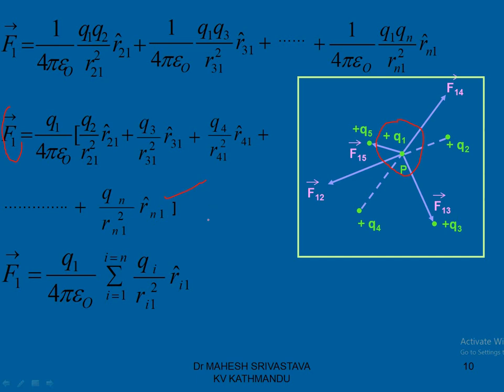If you want to write it in the form of a summation, then F1 vector equal to Q1 upon 4 pi epsilon naught sigma i equal to 1 to n, Qi upon ri1 square ri1 cap. So when you substitute the values i equal to 1, 2, 3, then you will get the same expression which is here. That is the superposition principle.